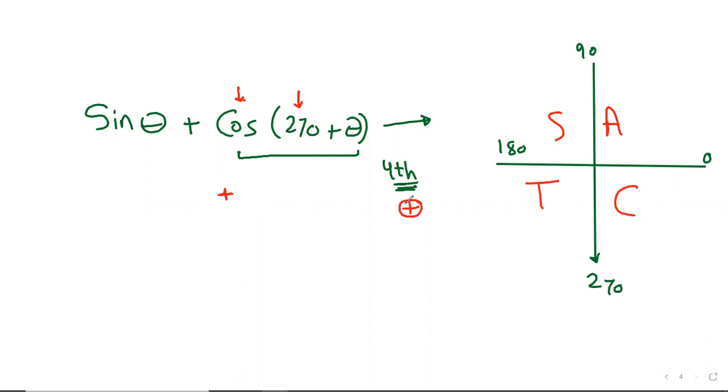Okay. Here is positive. And 270 changes cosine to what? To sine. So we have here sine theta plus sine theta. Sine theta plus sine theta equals what? Equals 2 sine theta. Did you get it? Yes.